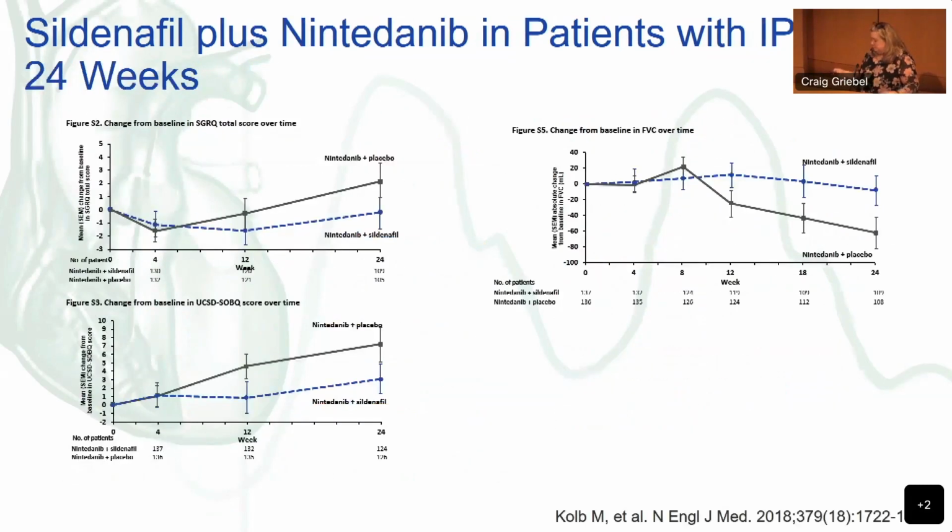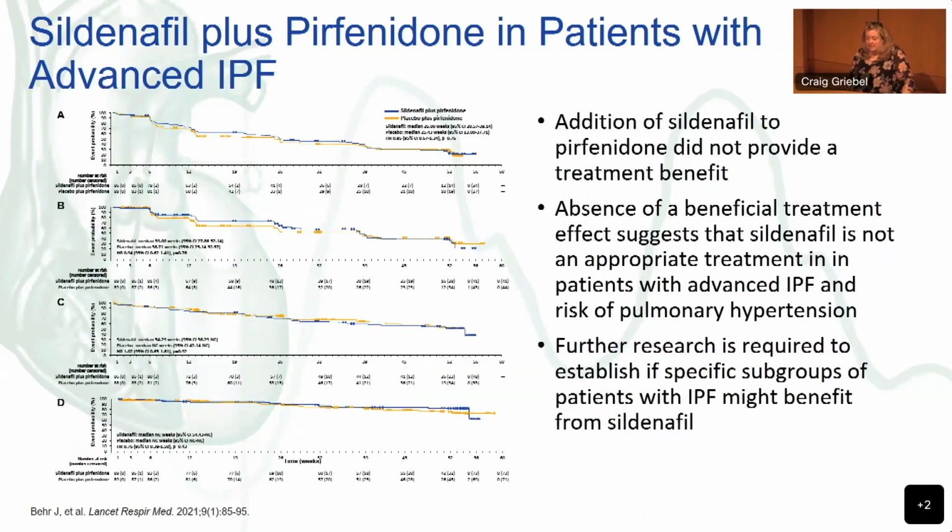And they did not see differences in different questionnaires for dyspnea. And then they looked at forced vital capacity. Not real differences, but the combination arm is on top, which is a little bit interesting, I think. And then they looked at sildenafil versus pirfenidone, and it didn't matter what the outcome was. Clinical worsening, time to mortality, time to hospitalization, all that stuff, they're equal curves. So absolutely no evidence for sildenafil combined with pirfenidone.